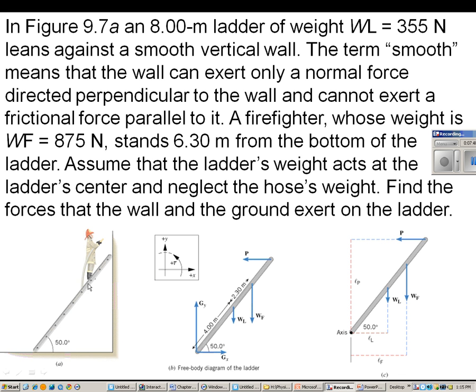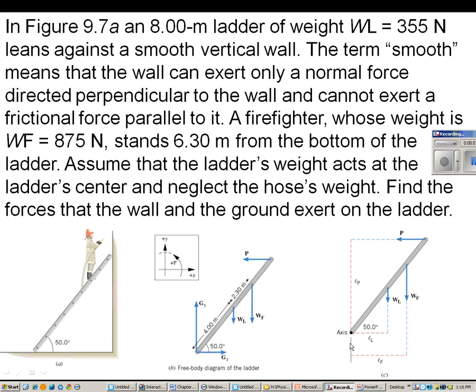Well, here's our picture of our fireman. We know the ground has a force in the x direction and in the y direction. The x direction to keep it from slipping, the y direction to hold it up. The weight of the ladder is at the center of the ladder, straight down. The weight of the fireman is 6.3 meters up and straight down.